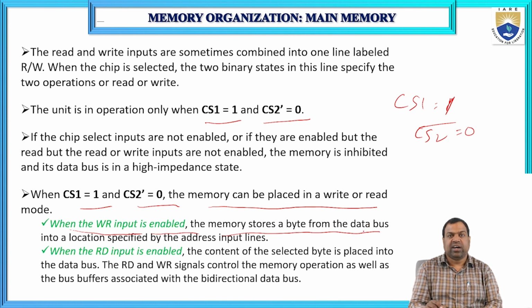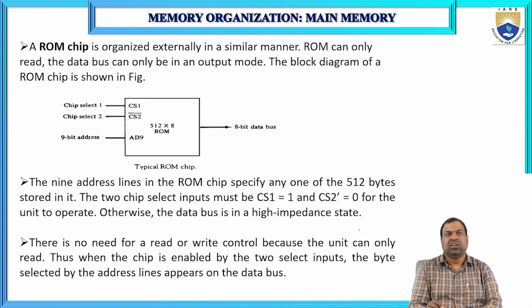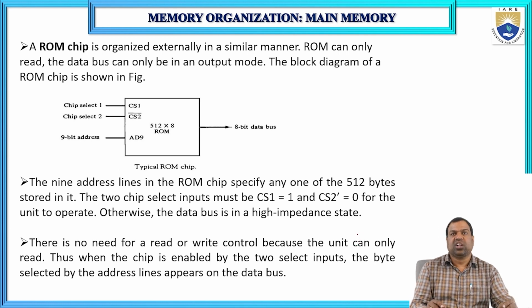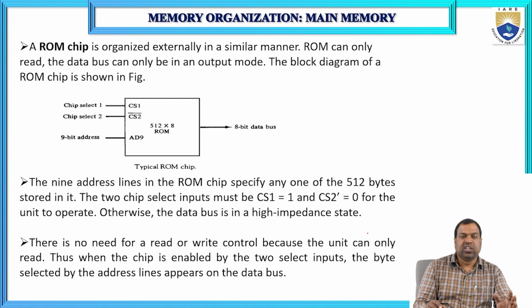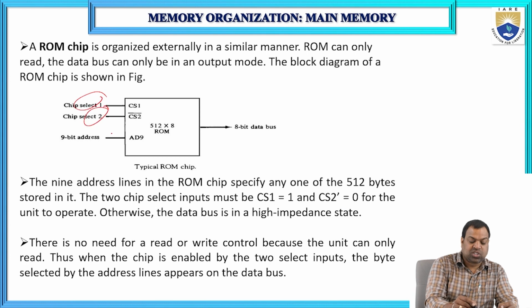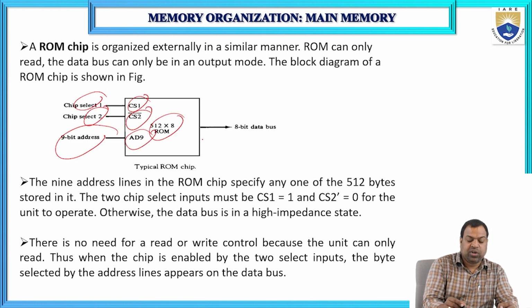The read and write signals control the memory operation as well as the bus buffers associated with the bidirectional data bus. Now the ROM chip is organized externally in a similar manner. ROM can only read, so the data bus can only be in output mode. The block diagram of the ROM chip is here. There is no read/write, only read. So chip select 1, chip select 2, 9-bit address, CS1, CS2 bar, AD9, 512 x 8.